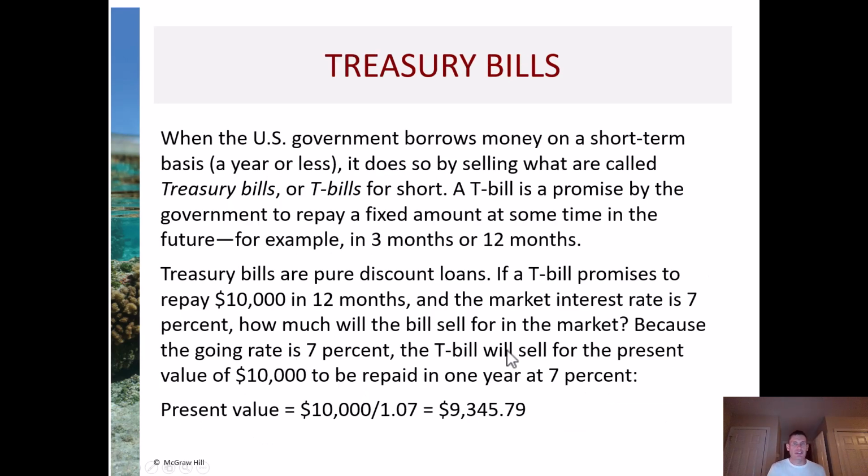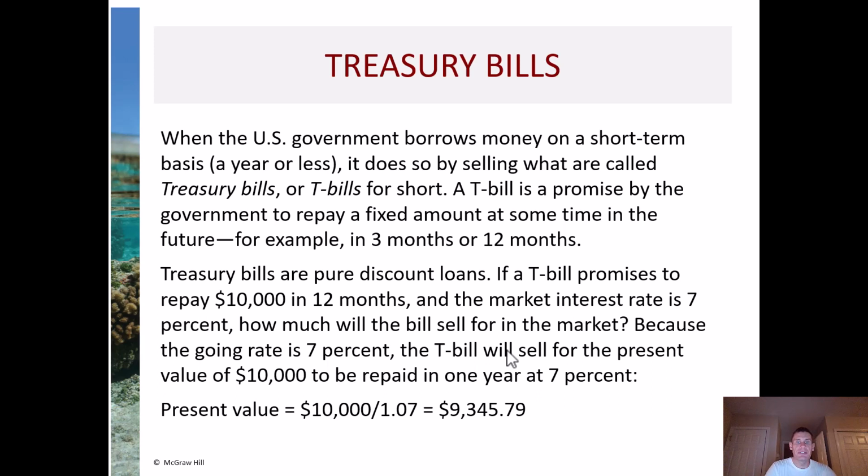Okay, and the last thing I want to talk about is treasury bills. No one really ever says treasury bills, they just call them T-bills. These are, of course, issued by the US government. This is the government borrowing money, usually on a short-term basis, a year or less. It does so by selling what are called treasury bills. A T-bill is a promise by the government to repay a fixed amount at some time in the future, so maybe 3 months or 12 months.